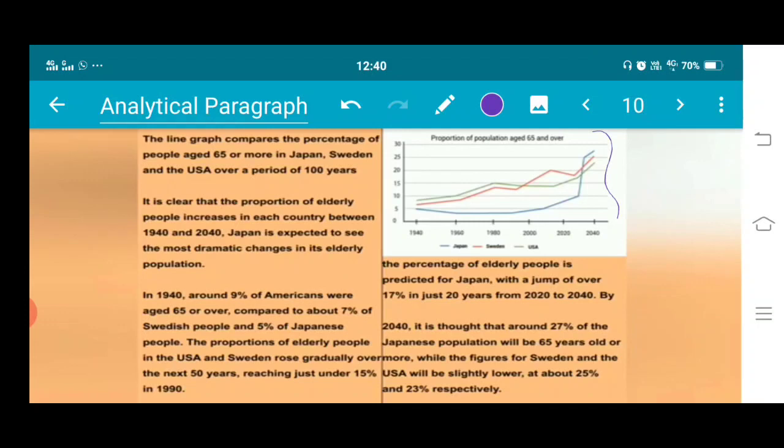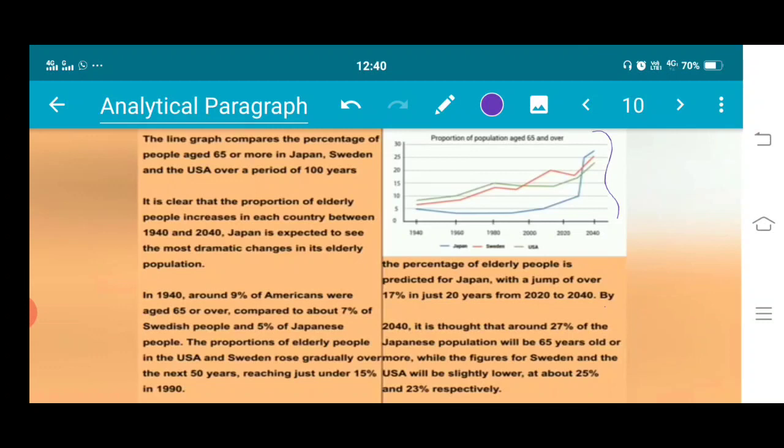And then the proportion of elderly people in the USA and Sweden rose gradually over the next 50 years, reaching just under 15% in 1990. And then the next paragraph, body paragraph number 2, which will become paragraph number 4 of this passage: the percentage of elderly people is predicted for Japan with a jump of over 17% in just 20 years, from 2020 to 2040.